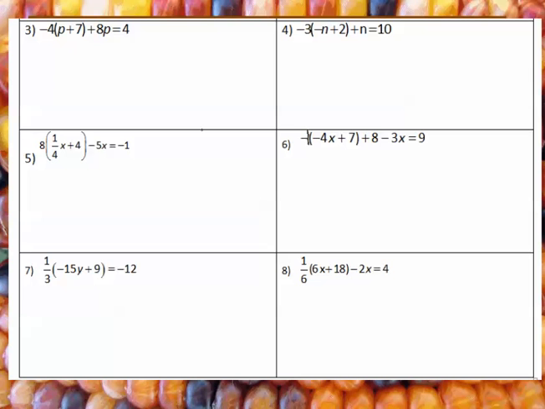Okay, your answers are as follows. P equals 8 for number 3. N equals 4 for number 4. X equals 11 for number 5. X equals 8 for number 6. Y equals 3 for number 7. And x equals negative 1 for number 8.